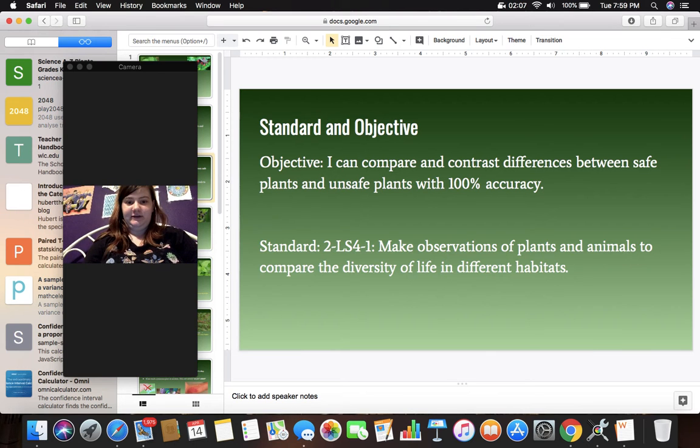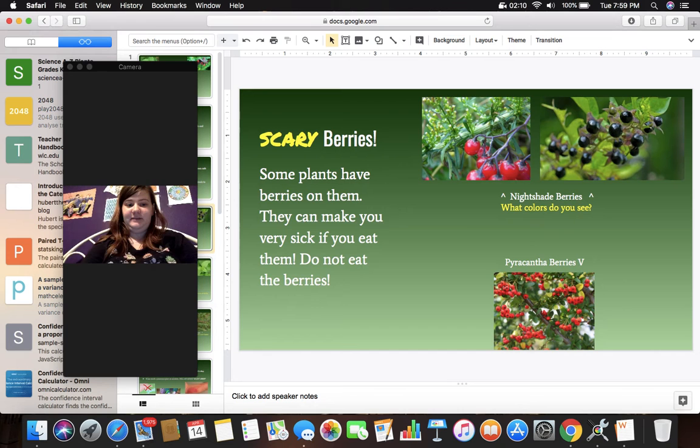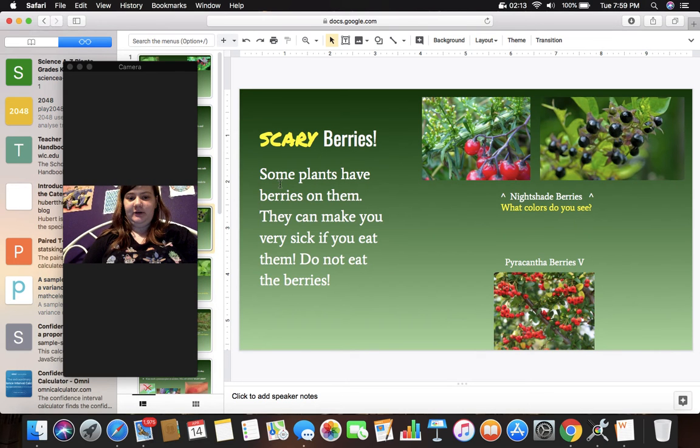The first thing is scary berries, and I'm going to read this for you so you can follow along. Some plants have berries on them. They can make you very sick if you eat them. Do not eat the berries. These 2 pictures are called nightshade berries. What colors do you see in the berries? Yes, that's right. You can see red nightshade berries and black nightshade berries.